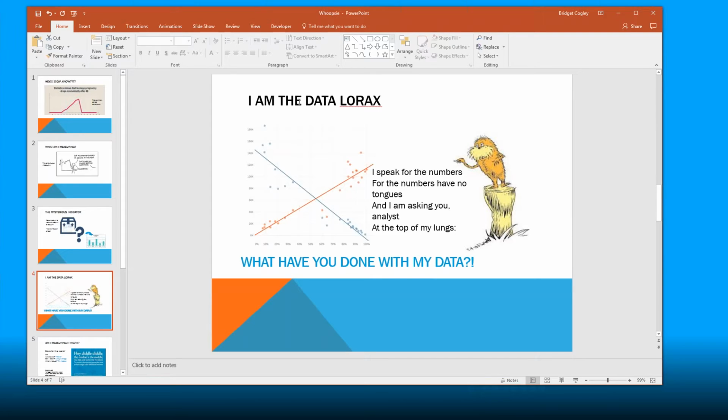So that is another way of kind of saying, okay, hey, I need to be more like the Lorax here and say, okay, I'm speaking for the numbers, they have no tongues, and I'm going to ask you at the top of my lungs, what in the world have you done with my data? So kind of keeping those in mind.